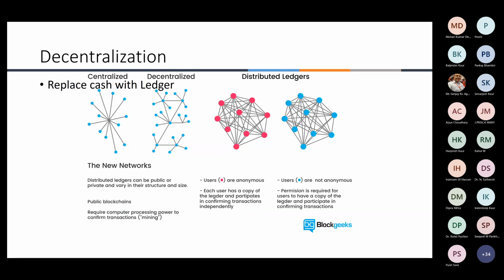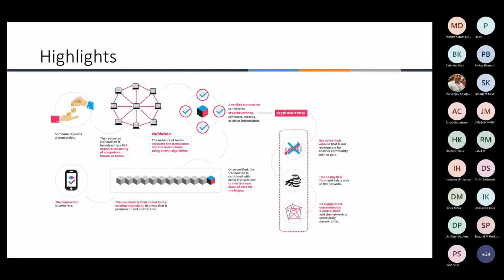Blockchain is basically based upon distributed ledger technology. A distributed ledger means there may be different nodes which are interconnected and located across different geographical locations, and with the help of this decentralization, they maintain their own records.